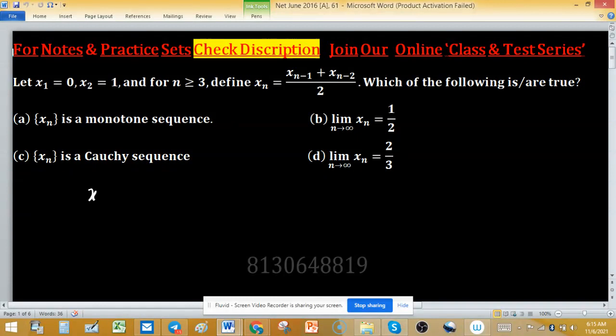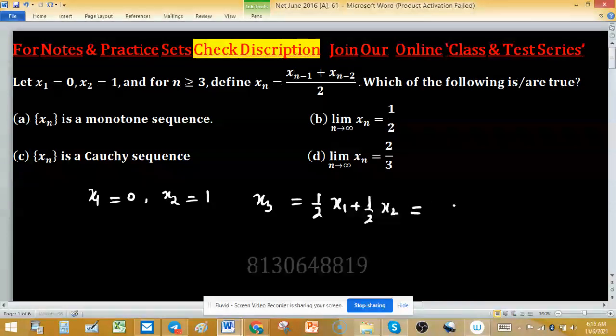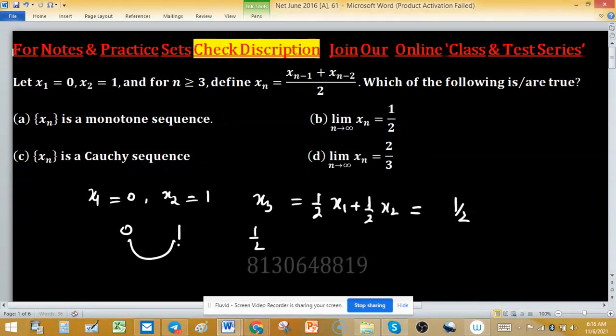So you can observe easily x1 equal to 0, x2 equal to 1, and x3 will be half of x1 plus half of x2. It means half. So first term is 0, then 1, then half. So increment and decrement. So you can easily tell about a monotone sequence. This sequence is not a monotone sequence, because a monotone sequence is either increasing or decreasing.